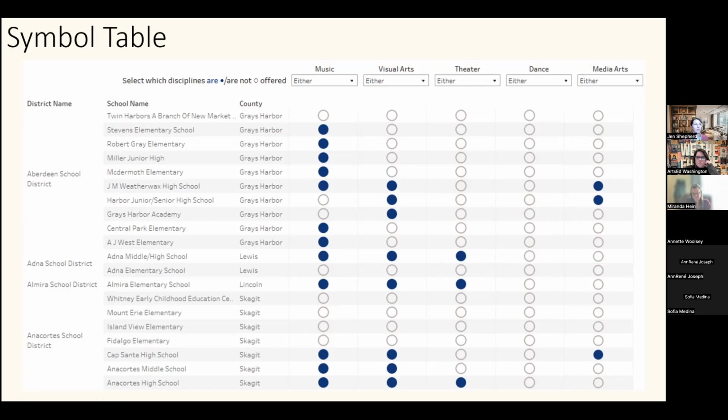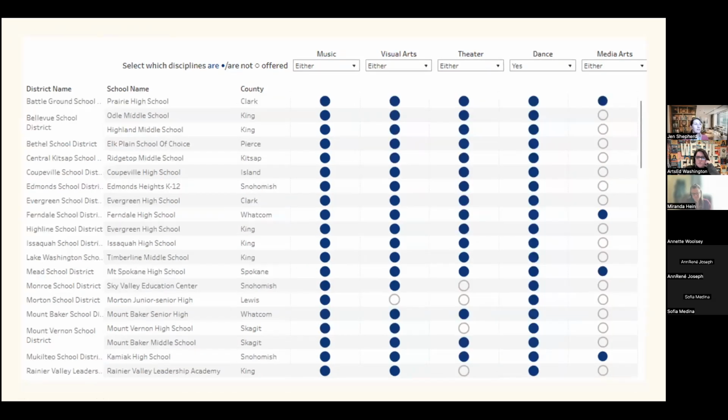or relationships between the various disciplines. So for example, if I filter this dashboard to say, yes, show me the schools that do offer dance, you might notice it got awfully blue up in here, that I said yes to dance, but all of these other disciplines tend to be filled in as well. So it turns out that there's a bit of a relationship there, where if a school offers dance, it's very likely it offers these other disciplines as well.